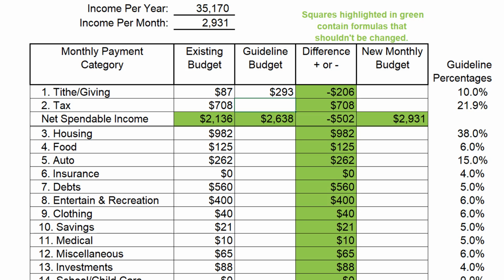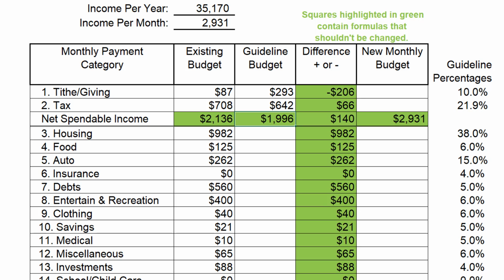Highlight the cell under the $293 and enter a formula into the cell starting with an equals sign. Highlight the cell with the $2,931 in it. Type in an asterisk denoting multiplication. Type in 21.9% and press the Enter key. The result of that formula is $642. The next cell down has a formula in it already and shows $1,996. This is the net spendable income, and this is the monthly money that our college graduate has to live on according to the guideline percentages.